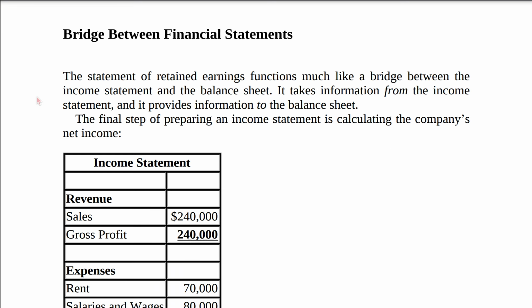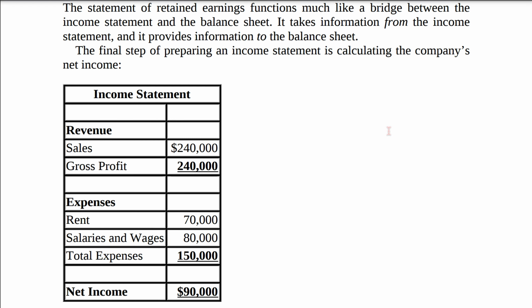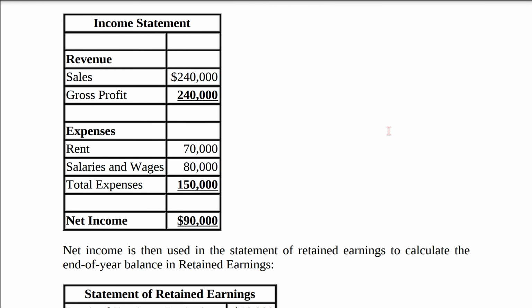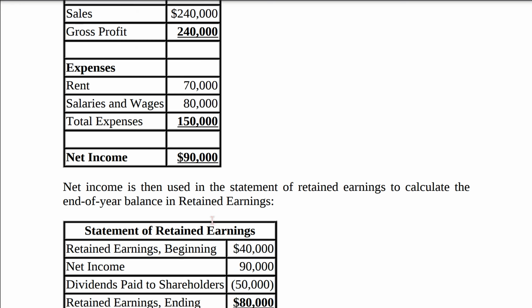Okay, so the final step of preparing the income statement is calculating the company's net income. Here is a pro forma of an income statement. First is revenue, sales, and gross profit we have earned, then expenses like rent, salaries and other admin expenses, operational and non-operational expenses. So total expenses is $1,50,000, and 2,40,000 minus 1,50,000 is the net income, that is $90,000.